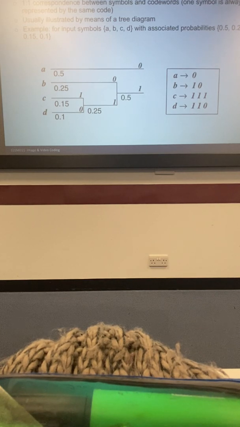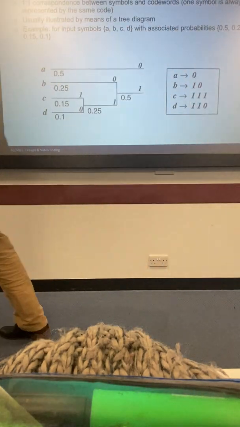And now you start from the final line and go back. If you go up, you put one; if you go down, you put zero. So I have A, D, B, C. Or the other way around, if you go up, zero. It doesn't really matter as long as you are consistent.